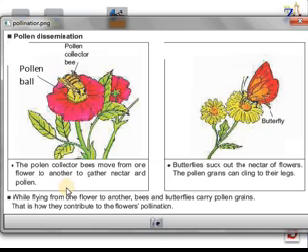While flying from one flower to another, bees and butterflies carry pollen grain. That is how they contribute to flowers' pollination. So as we said in the situation, the bee and the butterfly, without knowing, of course, are helping in pollination, because they are carrying the pollen grain from one flower to another. When they stop or settle on another flower, the pollen grain on their legs will fall down to the other flower, and this will help in pollination.